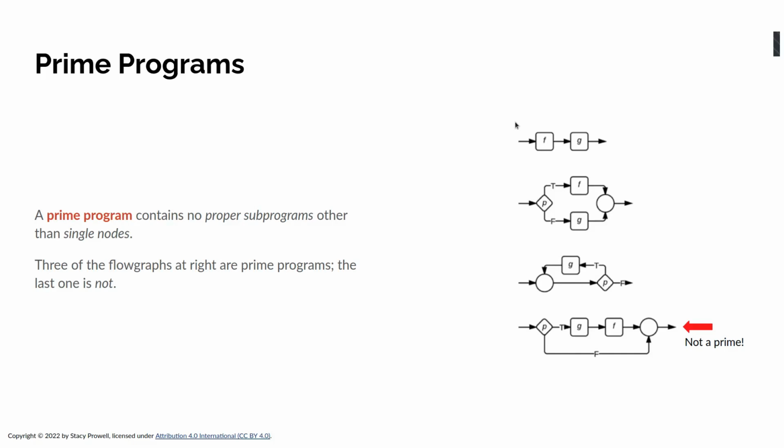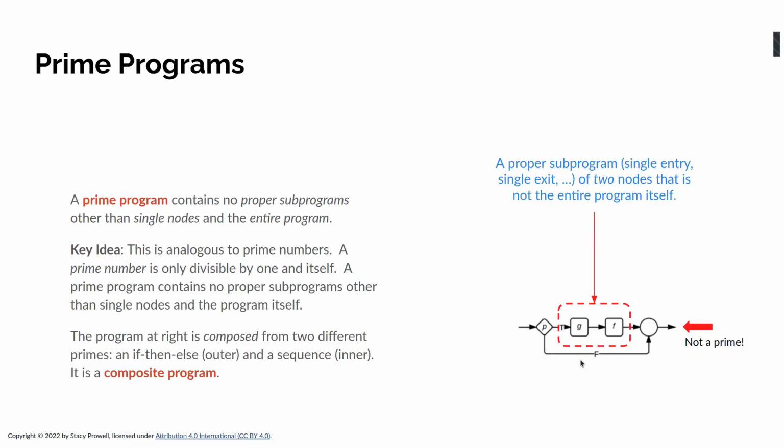They're prime programs. And if it sounds like there's a theorem coming, there is. This guy at the bottom is not a prime because I can cut this line right here, cut this line right here, and now I have a proper subprogram that contains 2 nodes. So not a prime. The key idea is that we have something analogous to the primes from number theory. Basically, a program is a composition of primes, or at least a proper program can be viewed as a composition of primes, okay?